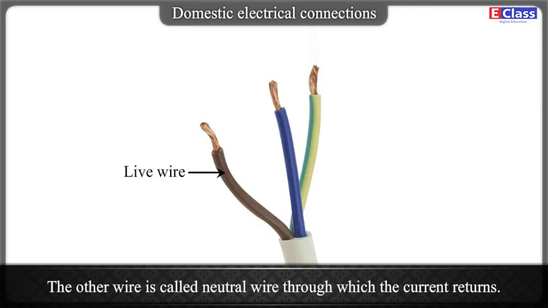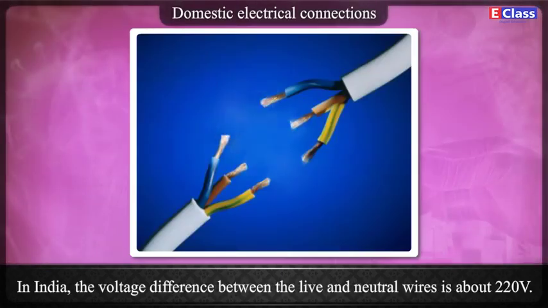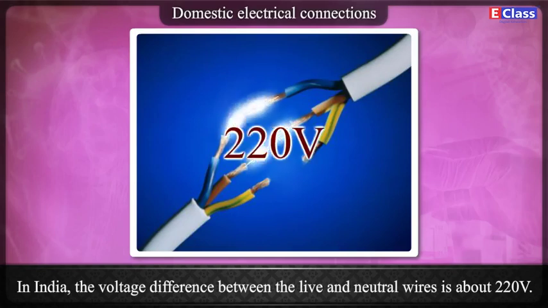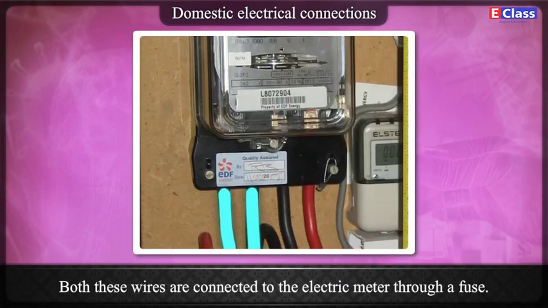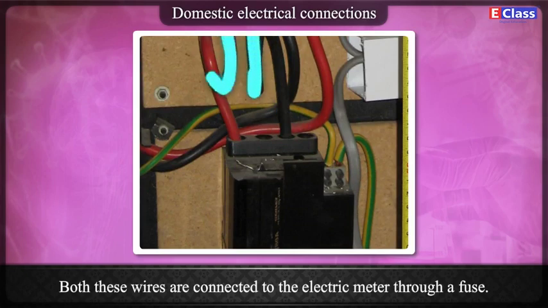The other wire is called the neutral wire, through which the current returns. It is blue or black. In India, the voltage difference between the live and neutral wires is about 220 volts. Both these wires are connected to the electric meter through a fuse.